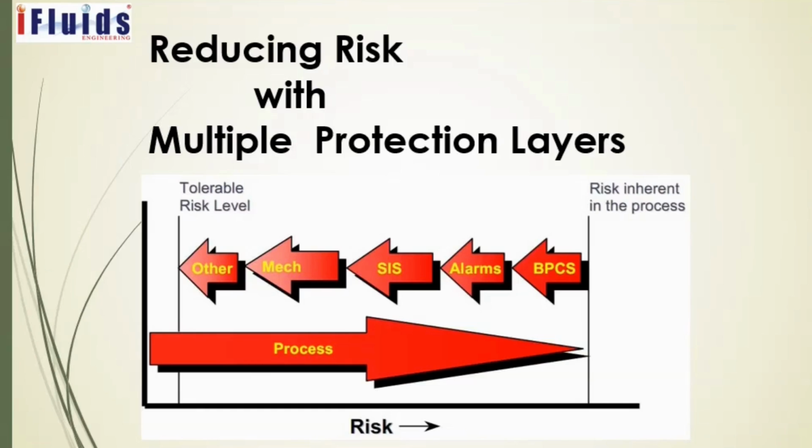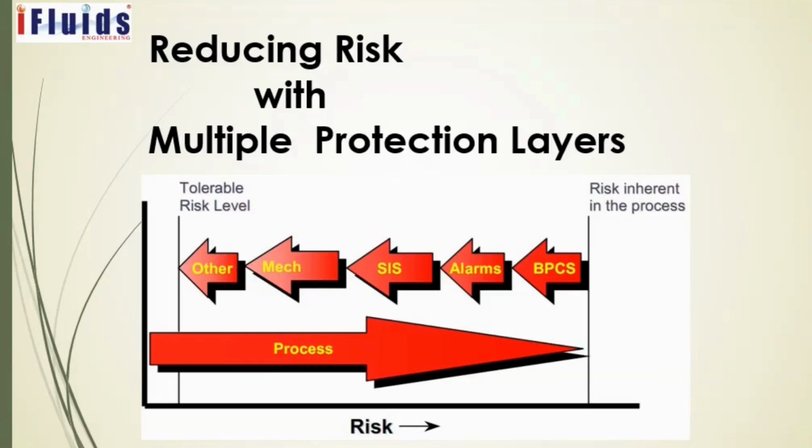You see from right to left, the risk inherent in the process is showing the highest risk. So BPCS is a process control system, basic process control system. So that is a simple control group. Then comes the alarm, safety integrated system. Then comes the physical protection device, and any other things we could add will bring the risk to zero level.